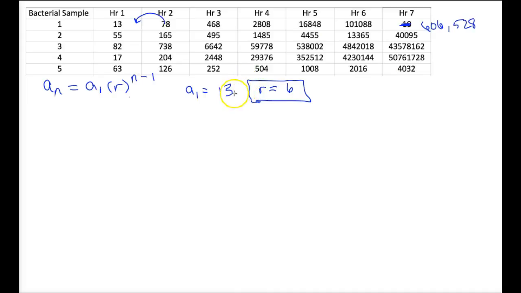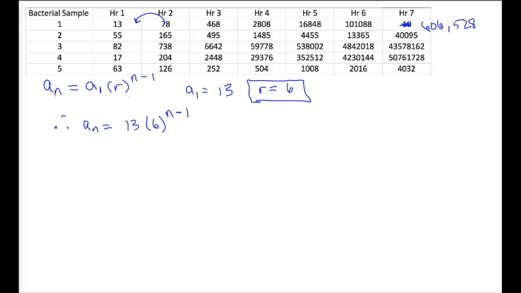And so from there, we're also asked to come up with a formula. Since we have this, we now know that our a sub n, or the numbers in the sequence, can be characterized by saying 13 times 6 raised to the n minus 1. Okay.